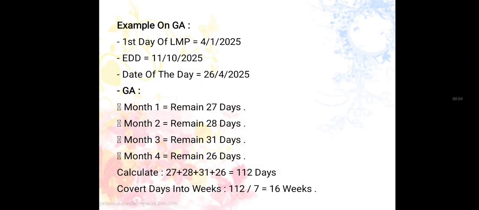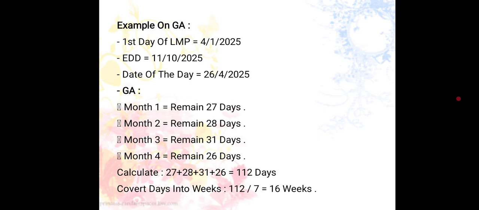Example on gestational age calculation. The first day of LMP was the 4th of January 2025. The expected date using Nagel's rule by adding 7 days and 9 calendar months will be the 11th of October of the same year. To calculate gestational age, we take the difference between the first day of LMP and the current date, which is the 26th of April 2025. This is the current date. Okay? As the patient is in her second trimester, it's easiest to calculate from the current date and LMP rather than calculating gestational age from the expected date of delivery.